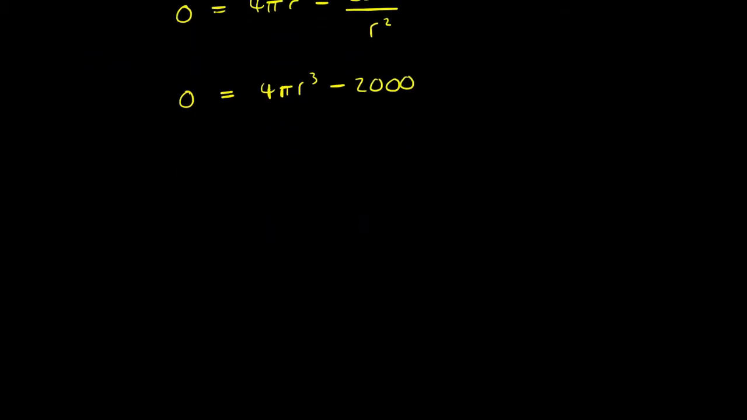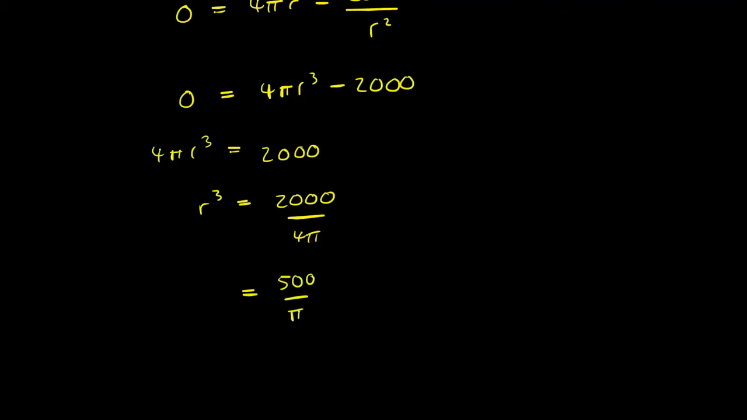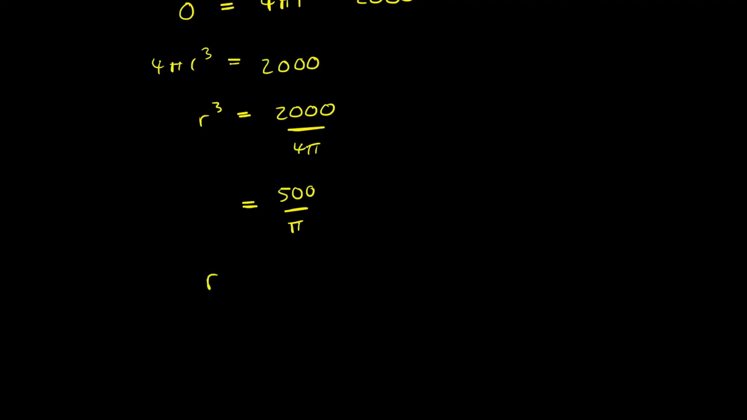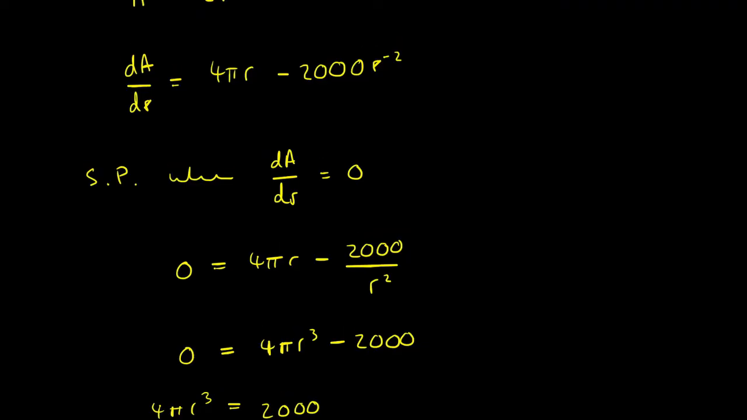And so if I was to rearrange this, I'm going to get 4 pi r cubed is equal to 2,000. And therefore, r cubed is going to be equal to 2,000 divided by 4 pi. Well, if I divide 2,000 by 4, I'm going to get 500, right? So it's the same thing as 500 upon pi. And therefore, r is going to be equal to the cube root of 500 upon pi. Now, we would have to calculate the decimal value of that in a second.